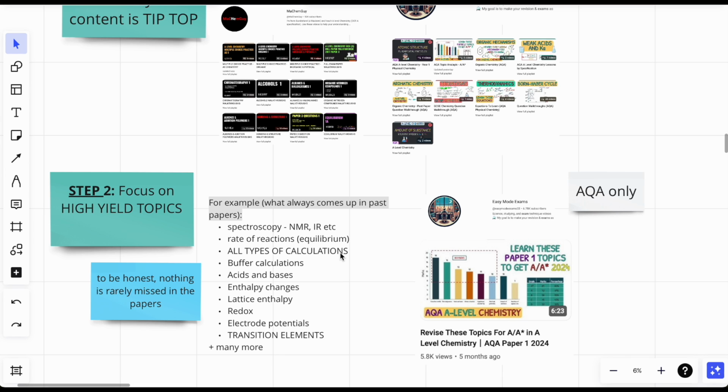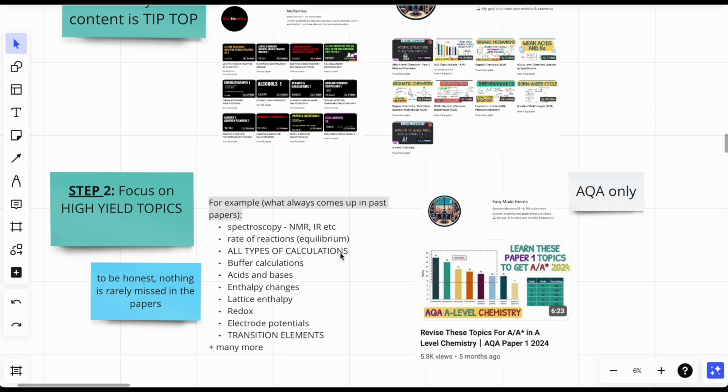Next, you have rate of reactions, equilibrium. They're always talking about the Haber process every single time. I don't know why, but they like it. Calculations. Do not ignore your calculations. My chem guy, his buffer solution calculation videos are top tier. I'm telling you, so just use it. Make sure all your calculations are good. They aren't that hard. You just need to know the method.